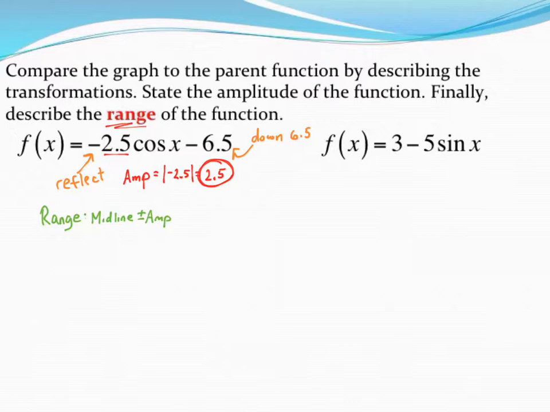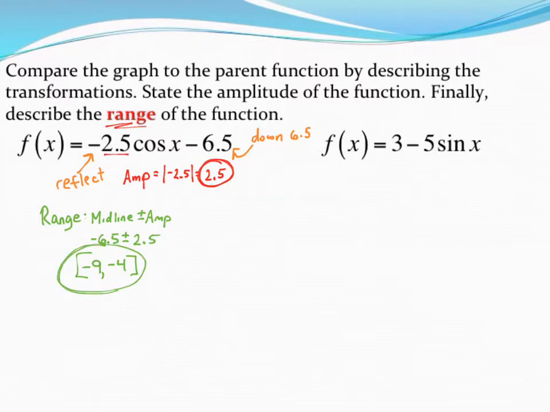So I already know my midline has been moved down. It's at negative 6.5. And I know that my amplitude is 2.5. So from my midline I'll go up 2.5 and I'll go down 2.5. So once I do that to get my two values, I see that my lowest value the graph gets to is negative 9. The highest value this graph gets to is negative 4, and so my range is going to be those values including negative 9 and negative 4. That's why I've used the square brackets.